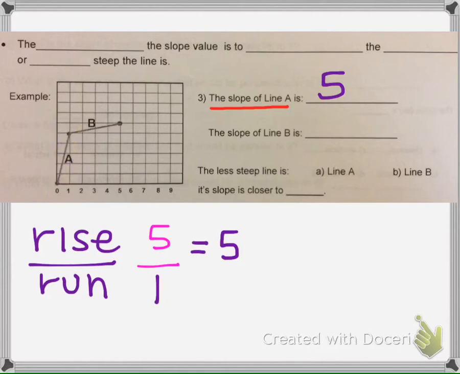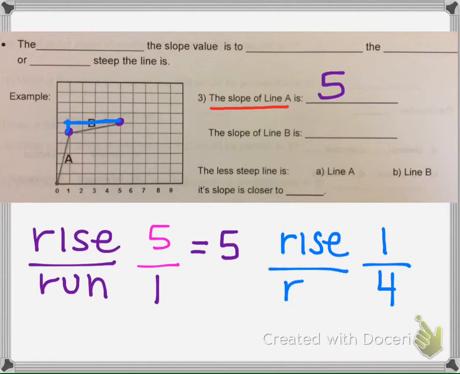Okay, now if we take a look at B, I'm going to pick 2 points on B. I'm going to pick those 2, and I'm going to rise 1. And then I'm going to run 1, 2, 3, 4. So again, it's going upwards from the left to the right, so we know that our slope is positive 1/4.